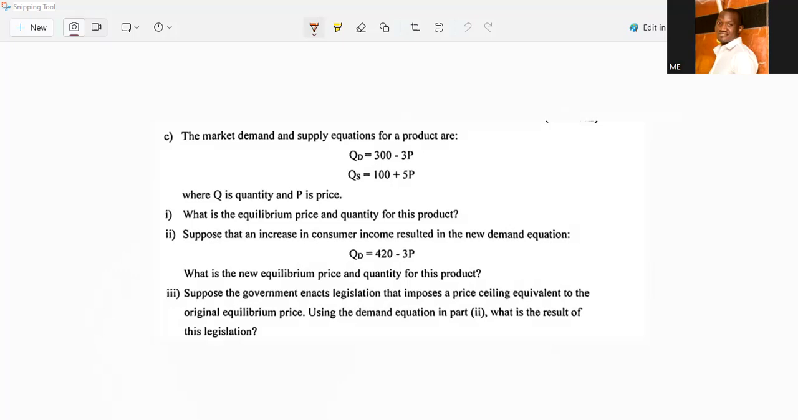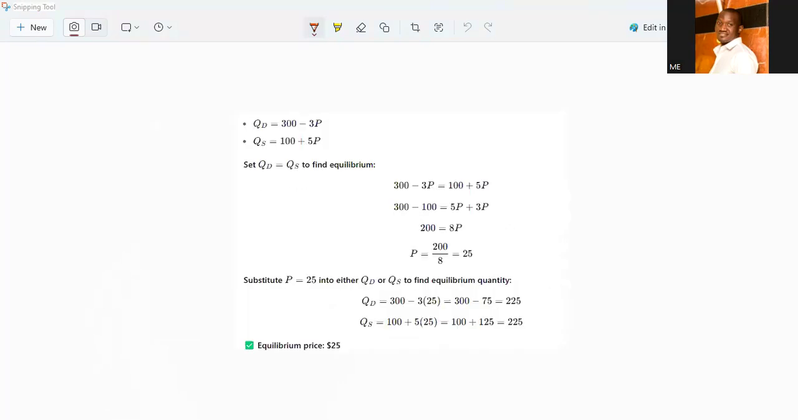So we're given a demand equation and we're given the supply equation. So we equate them as follows. Let me just go to the pamphlet quickly. On page 13, we have the demand equation, 300 minus 3p, and supply, 100 plus 5p. So when you equate these two, we put the letters on one side and the numbers on the other side. So our equilibrium price is 25. Then we slot this into either of them or both of them, and the equilibrium quantity will be 225.